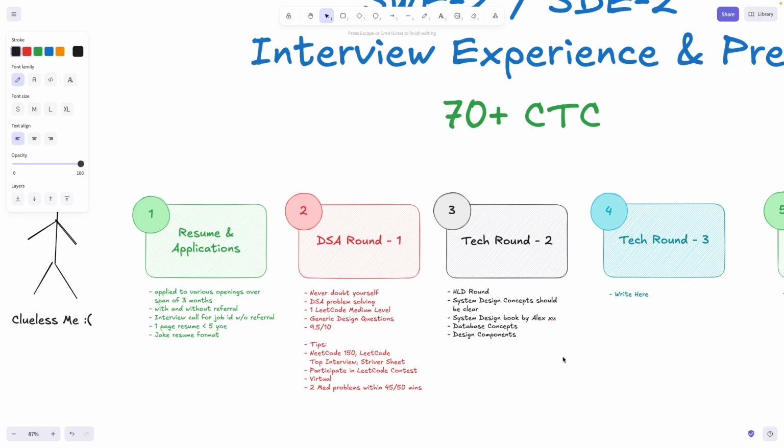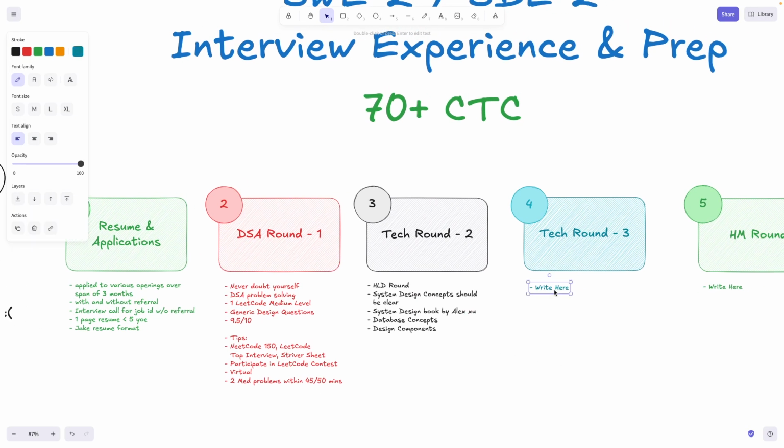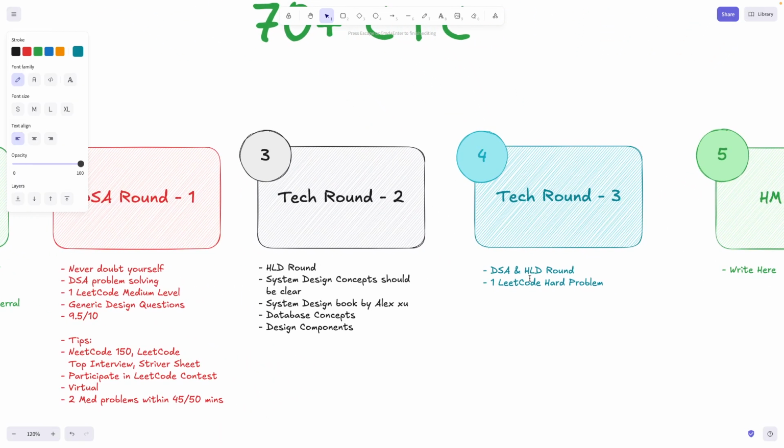So moving to the next one, right? Tech round two. This was a mix of DSA and HLD. Even I was surprised that in the third round DSA is again relevant, but I was asked one LeetCode hard problem. So you can see, right, how important DSA is.